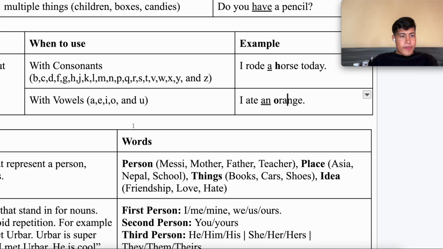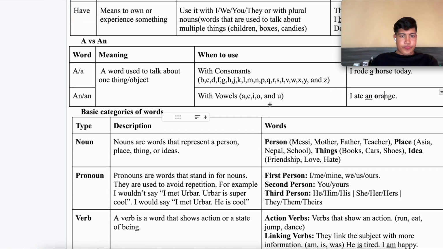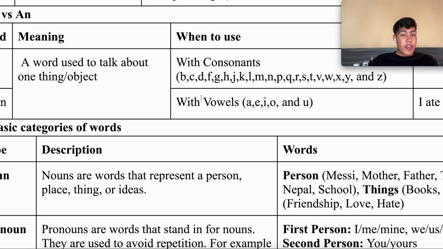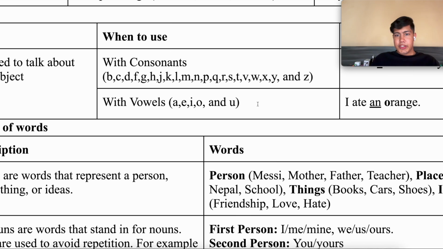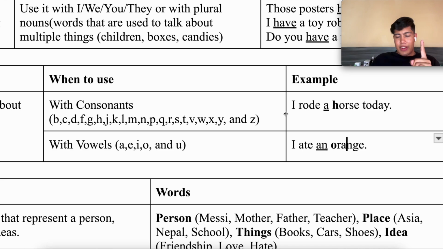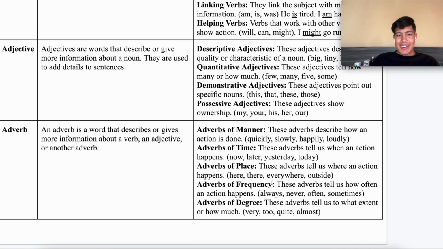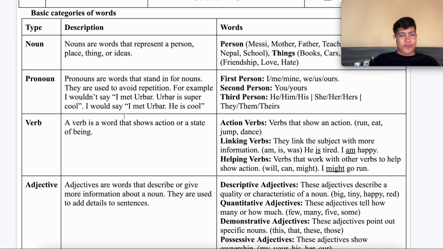Perfect. Okay. Now let's talk about the basic categories of words. Sorry, and also if you guys have any questions about why a vowel is a vowel, it's just how the language operates. We have certain letters that are vowels. These are these five letters, and if there is a vowel, you have to use an, if you're talking about one thing. If it's a consonant and you're talking about one thing, you use a. It's simple. I wish I could talk about it a little bit more in detail, but I don't have the time.